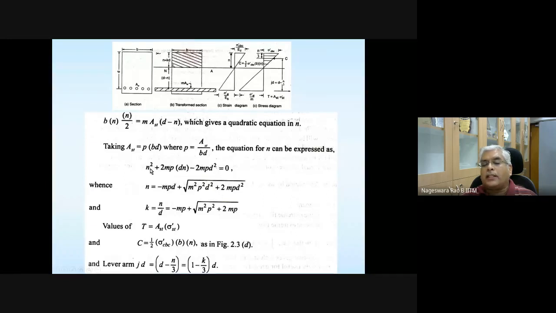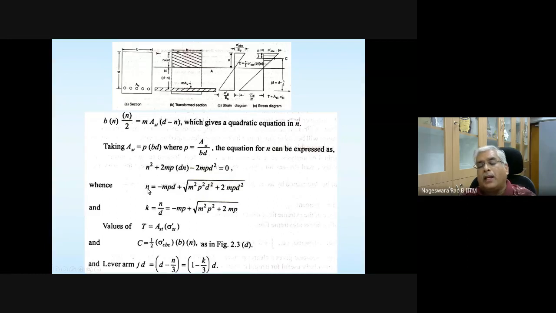Okay, ax square plus bx plus c, something like that. You can make use of that formula which you have studied in your high school, and take the realistic root. That is what is written here. So equating the neutral axis, n is equal to that realistic root. You get this equation.